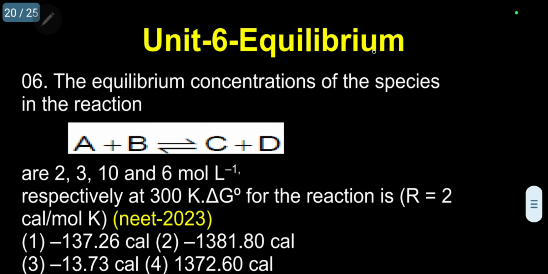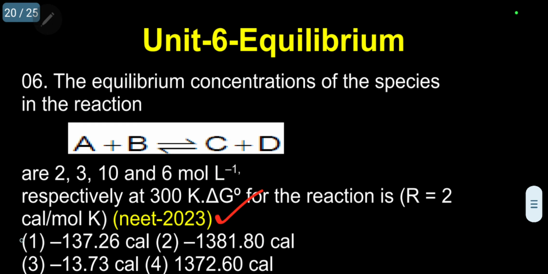Question number 6. The equilibrium concentrations of the species in the reaction A plus B equal to C plus D are 2, 3, 10 and 6 mole per liter respectively at 300 Kelvin. R equal to 2 calories per mole Kelvin. This is the question asked in NEET 23. What is the delta G0 for the reaction?